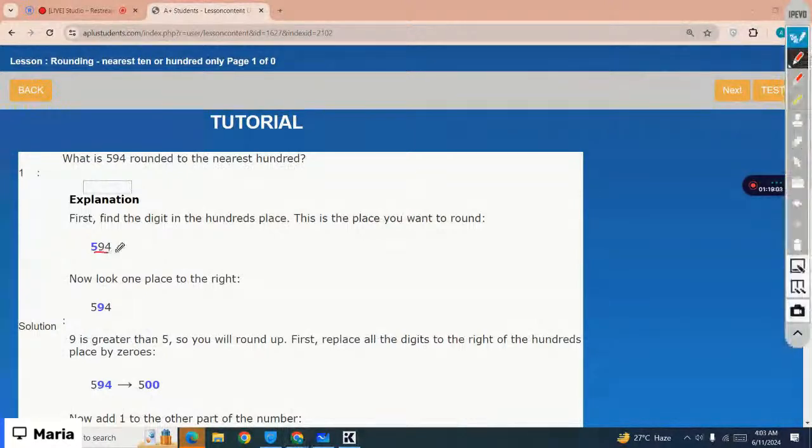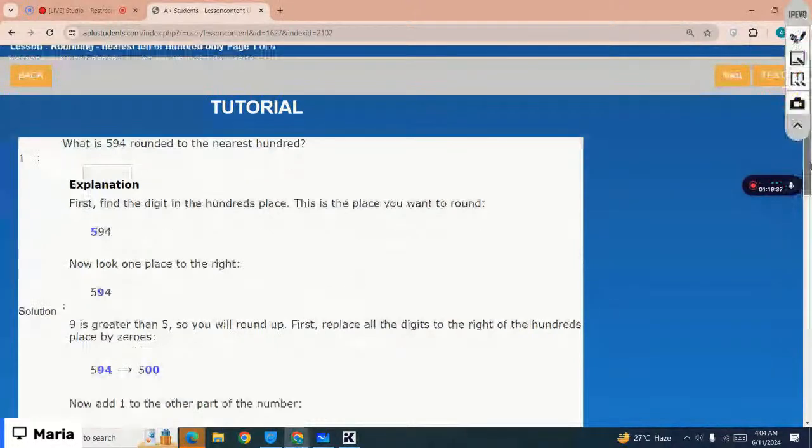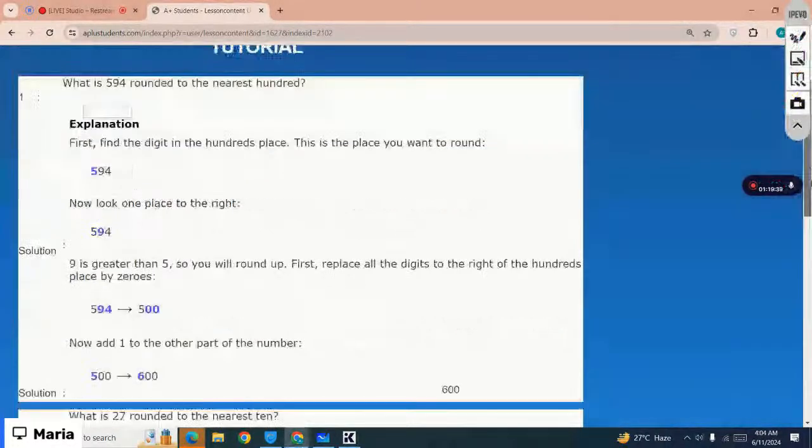So you have 594. The 100 digit is 5, right? You have to read the question carefully. You need to round it to the nearest 100, so you have to look for the 100 digit. 5 is at the 100 position, right? Right next to 5, you have 9. You have to compare the next digit to 5. 9 is greater than 5. That means you need to replace all the digits with 0 and you have to round up. 5 plus 1 is 6 because 9 is greater than 5. So you need to round up. 594 is near to 600.